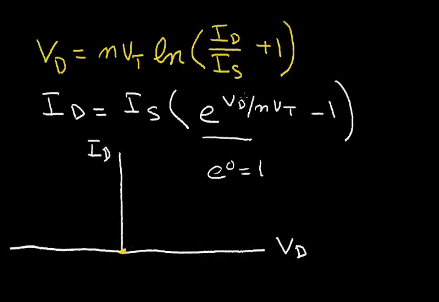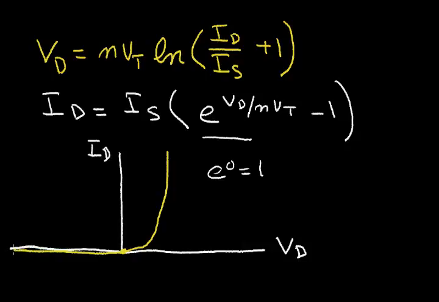And as V sub D is increased in the positive direction, this exponent dominates. This minus 1 becomes negligible. We get a curve that looks something like this. Now, if we make V sub D negative, this exponent term becomes very small, and this minus 1 term dominates. And that minus 1 term is multiplied by the diode saturation current. So we get a very tiny current. It's a little tiny negative current.